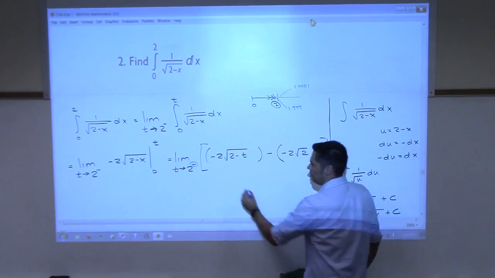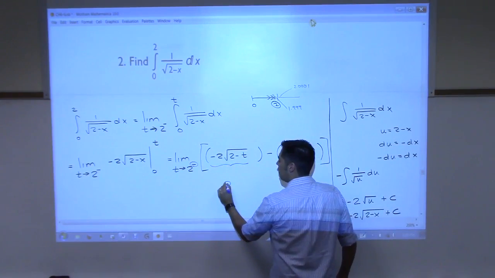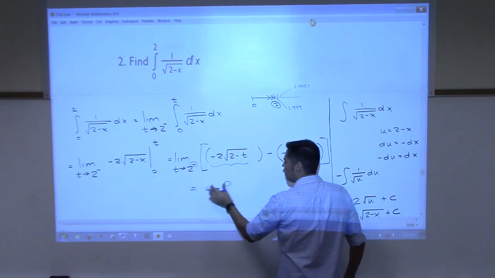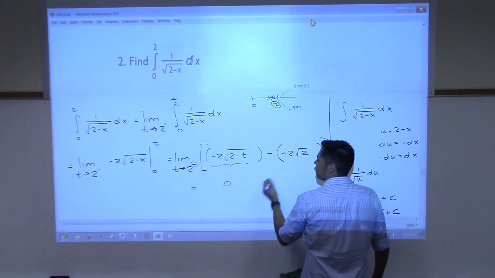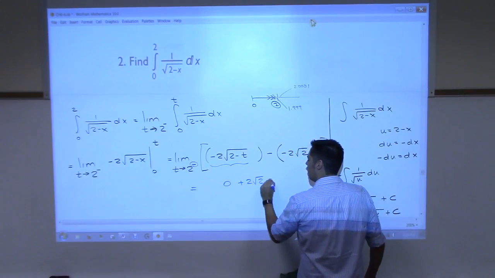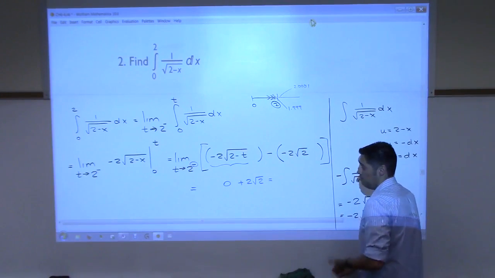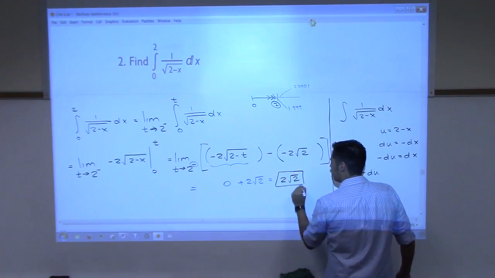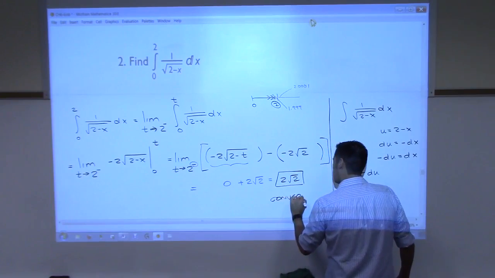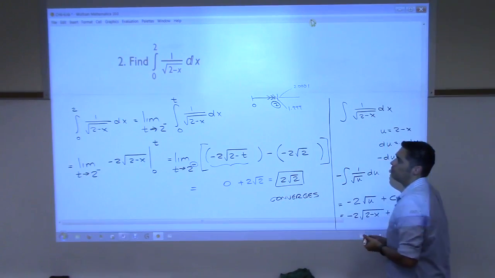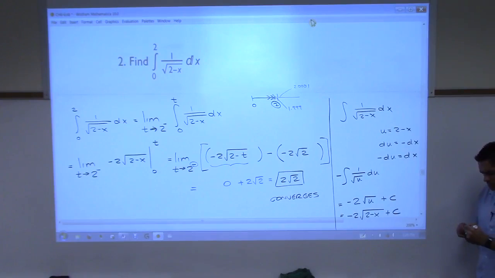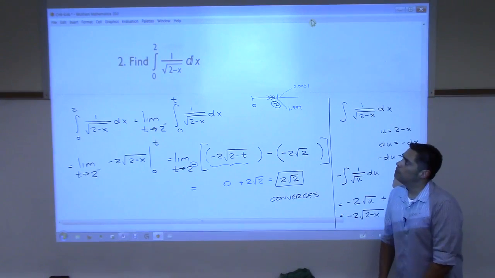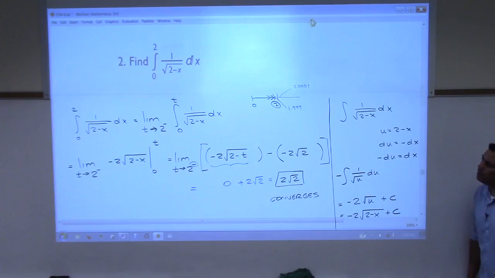But at the end of the day, it's 0. This goes to 0. All right. So I've applied the limit, so I don't need to write it anymore. Then I have, minus minus is plus, so plus 2 root 2. And that's finite, right? That's a number. 2 root 2. This converges. So the area below that graph on that interval is finite. Questions?